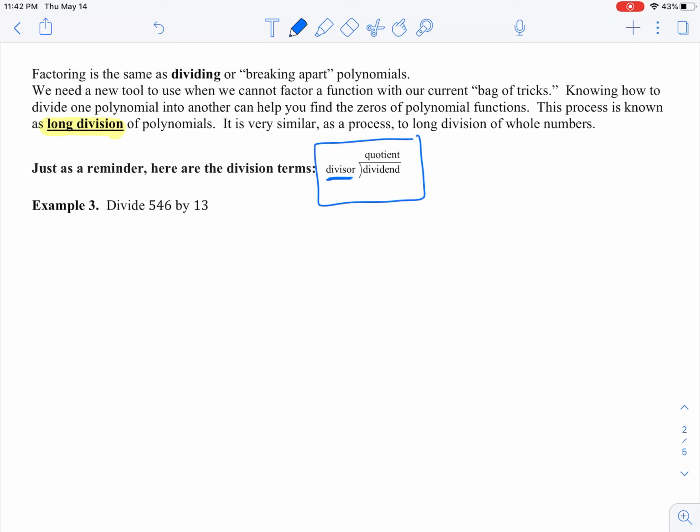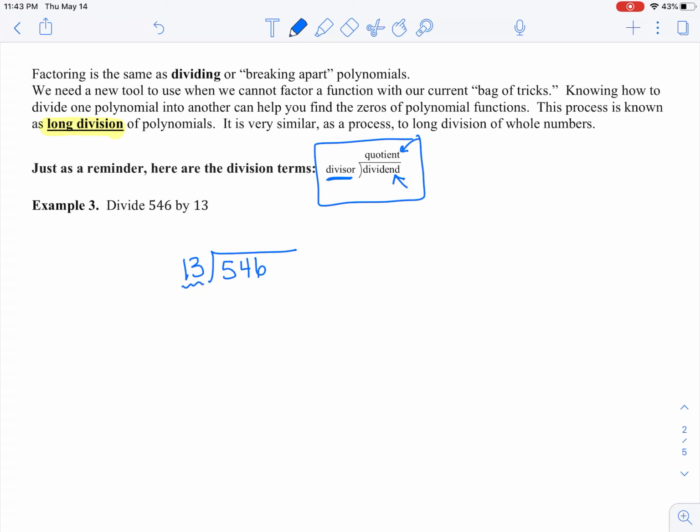And our divisor, that's what we're dividing by, goes outside of the long division bars. And then our dividend, that's what we are dividing, goes underneath. And our answer is called our quotient, and it goes on top of the long division bars. And so if we're dividing, in example 3, 546 by 13, 13 is our divisor. So we would do 13 divided into 546, and 546 is our dividend.